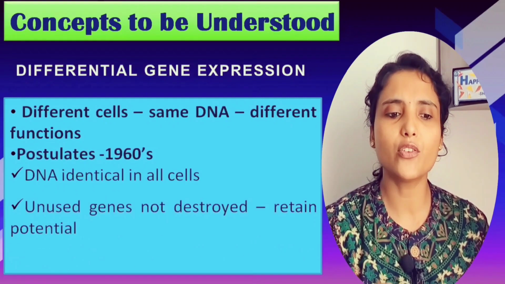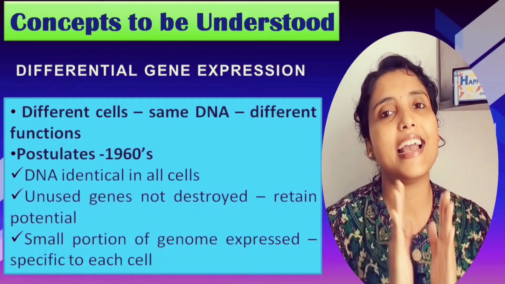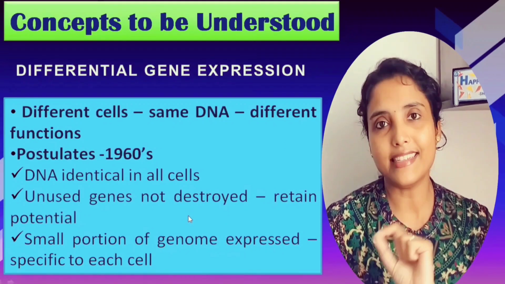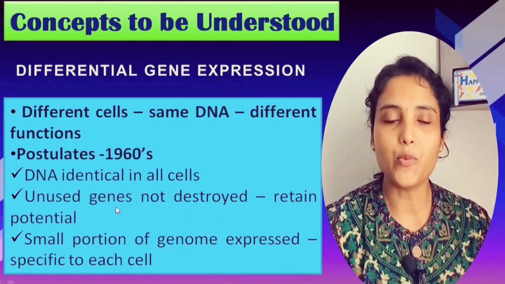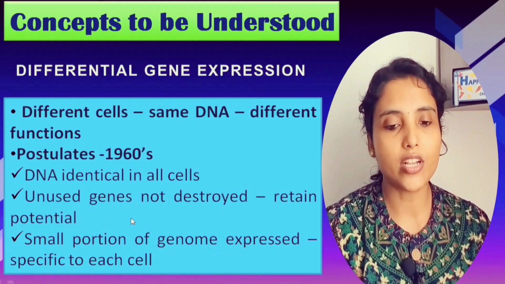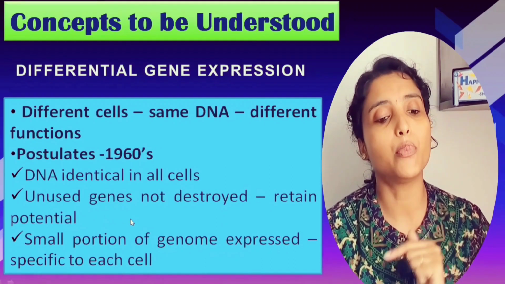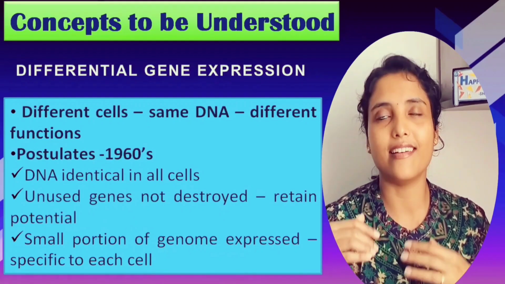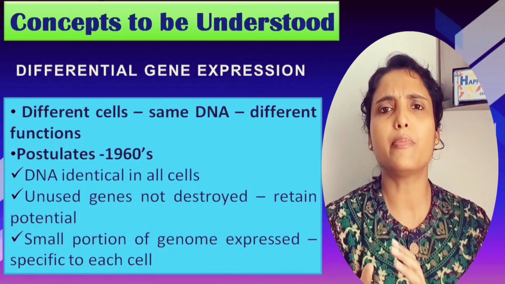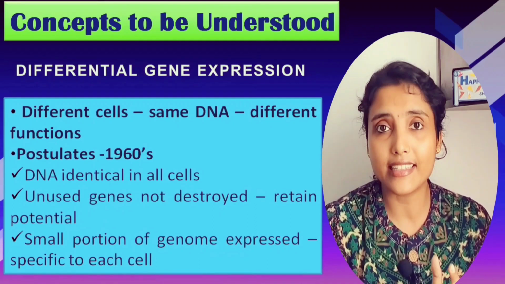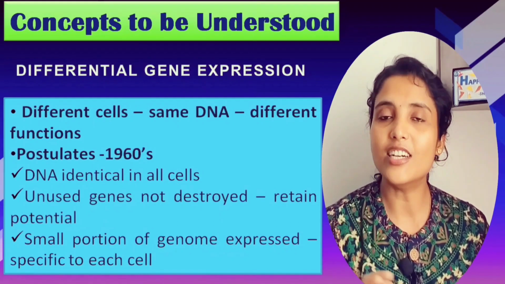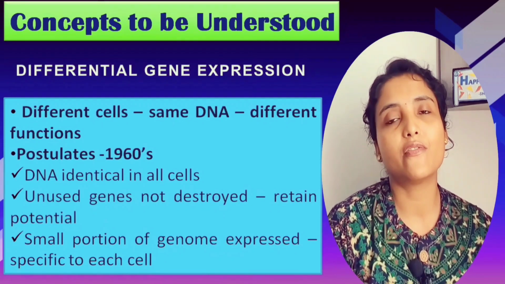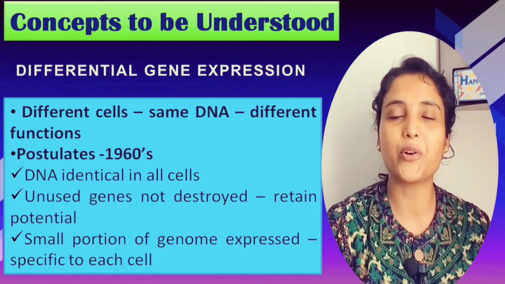So first one is DNA is identical in all the cells that we know. In a particular organism, DNA is identical. Second one is unused genes are not destroyed, but they retain the potential. So a gene which is not expressed will not be destroyed. It will be present there and it can always retain its potential. Third one is only a small portion of the genome is expressed, which is specific to each cell. That is what we discussed, right?